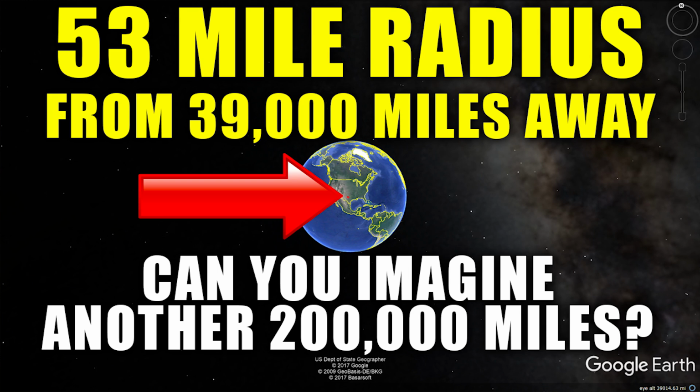You can barely see the 53-mile radius from 39,000 miles away. If I were to go another 200,000 miles out, we surely would not be able to see the red circle anymore. Of course, Google Earth is complete nonsense. Let's watch a quick clip in reference to Google Earth.